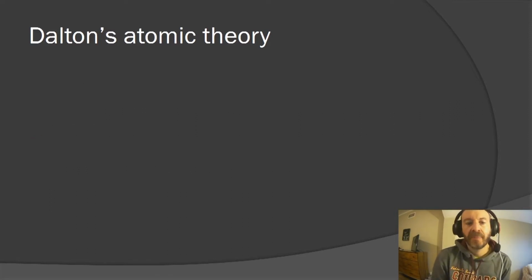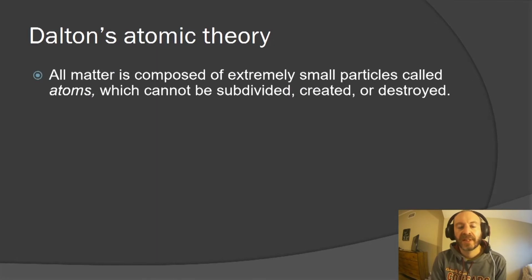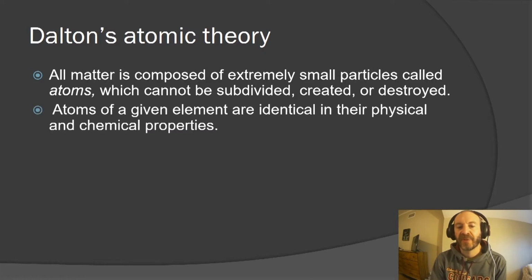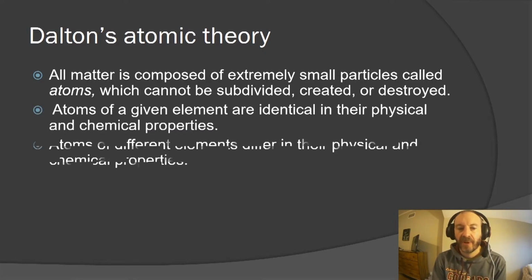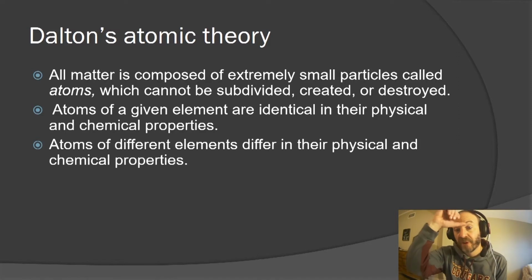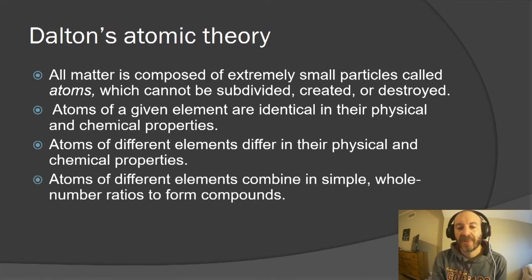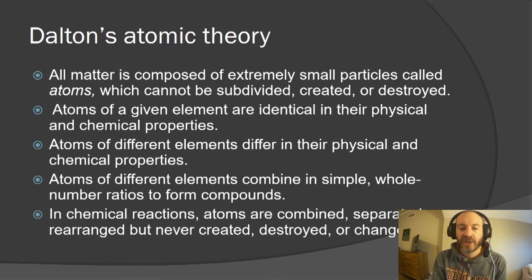Again, no need to write this down, but the atomic theory sort of laid the groundwork for what modern chemistry is. In his atomic theory, he said it had 5 points: that all matter is composed of extremely small particles called atoms, which cannot be subdivided, created, or destroyed. He also said that atoms of a given element are identical in their physical and chemical properties. Atoms of different elements differ in their physical and chemical properties. Atoms of different elements combine in simple whole number ratios to form compounds. And finally, in chemical reactions, atoms are combined, separated, or rearranged, but never created, destroyed, or changed.